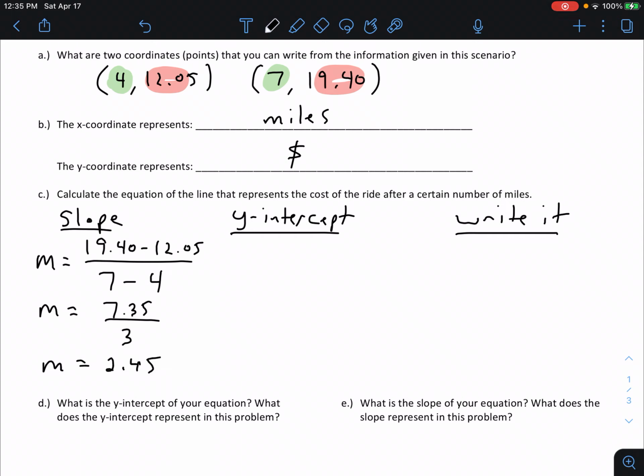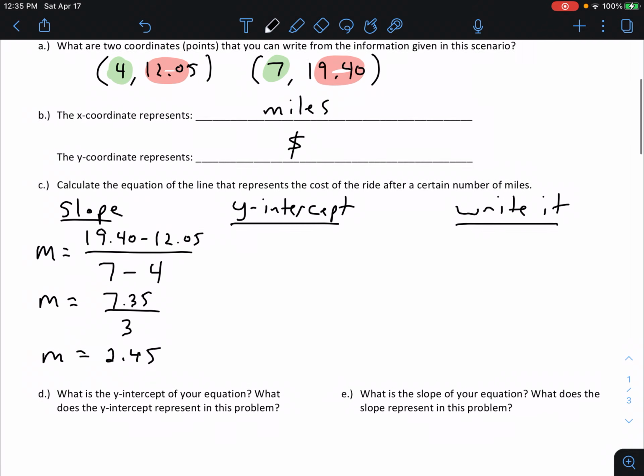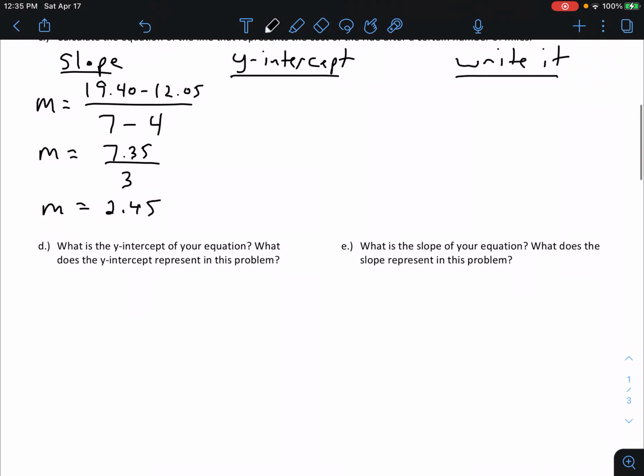All right. While I'm at it, I'm going to go down to E. Since I just found my slope, it says, what is the slope of your equation? It's 2.45. What does the slope represent? The slope represents the cost per mile. Okay, so it's $2.45 for every mile that you're in that Uber. Oof. That can get kind of costly if you go a long ways.